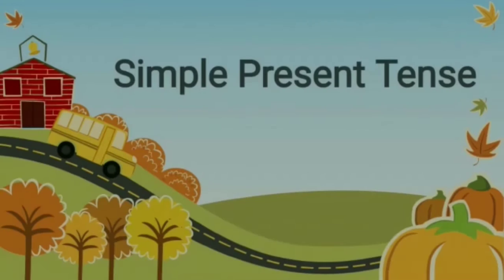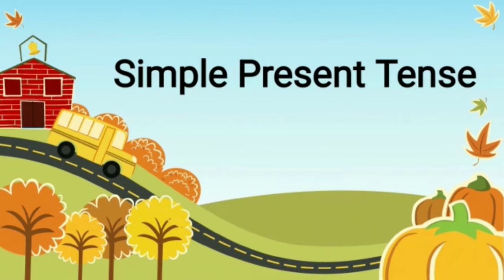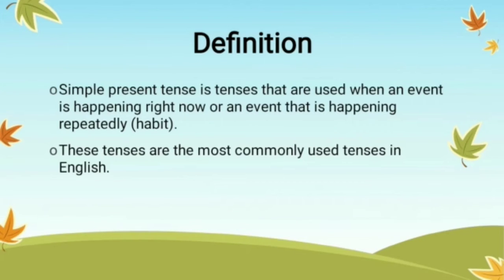The main sentence forms are often used in daily dialogue, and the core of the use of the types of verb that must be mastered well, namely simple present tense, simple past tense, simple future tense, perfect tense, and continuous tense. So, what do you think about simple present tense? Simple present tense is used when an event is happening right now or an event that is happening repeatedly. These tenses are the most commonly used tenses in English.